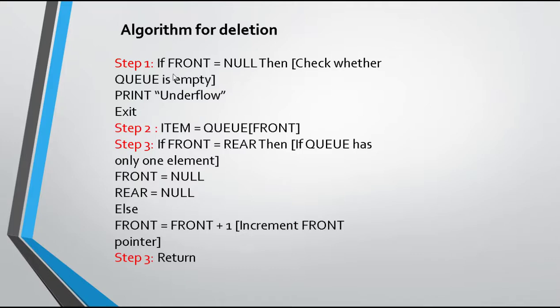In this algorithm, we can see the first condition when the queue is empty, and then the item is deleted. In this statement, the item will be deleted. The next statement, when front is equal to rear, then there is only one element. This condition becomes false, else it will go to front plus 1 and it will increment the front pointer. So this is how the algorithm for deletion works. So where does the deletion take place? At the front end. Where does insertion take place? At the rear end.